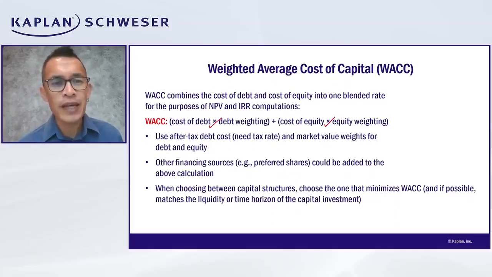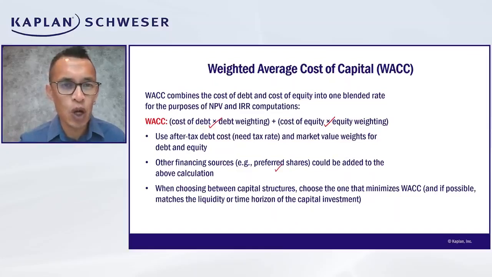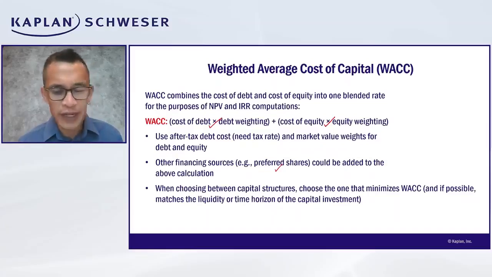So the basic calculation is just assuming debt and common shares. Possibly they could throw in preferred shares just as an extra component to the computation. That's fine. Just go along with it. The weightings will obviously still have to add up to 100% here.